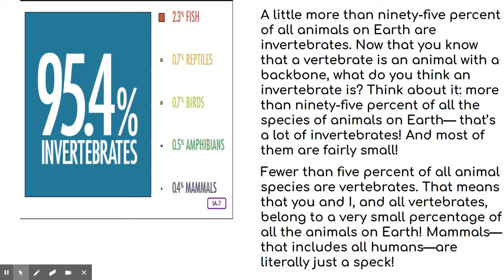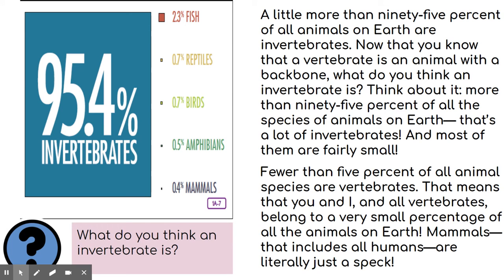A little more than 95% of all animals on Earth are invertebrates. Now that you know that a vertebrate is an animal with a backbone, what do you think an invertebrate is? Think about it. More than 95% of all the species of animals on Earth. That's a lot of invertebrates, and most of them are fairly small. Fewer than 5% of all animal species are vertebrates. That means that you and I and all vertebrates belong to a very small percentage of all the animals on Earth. Mammals, that includes all humans, are literally just a speck. All right, class. So if a vertebrate is an animal with a backbone, what do you think an invertebrate is?